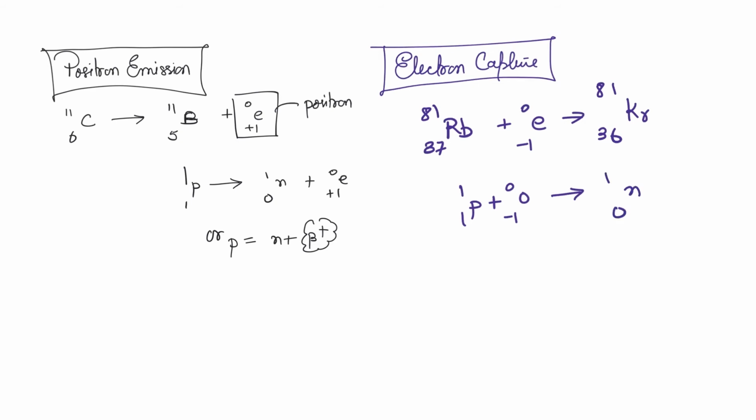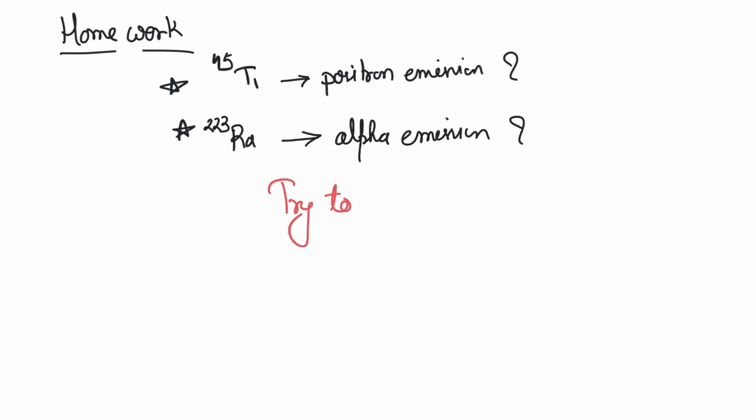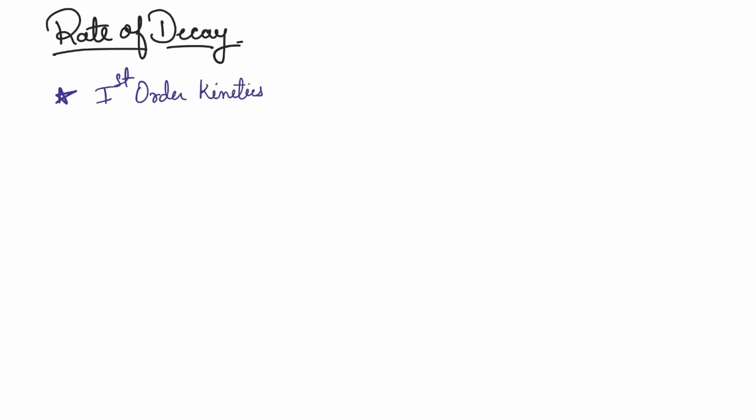Now let us try to work out a numerical involving the same. So these are your homework questions. You have to try to solve them yourself. I'll leave the answer in the comments down below. Now, what's the rate of the decay of alpha, beta, or gamma? The rate of decay follows first order kinetics.